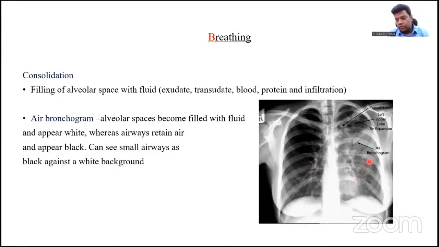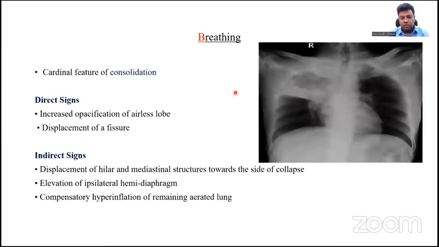So this is an X-ray film showing consolidation. There is consolidation here and this is air bronchogram here. So we can see airways are black against the white background. This is nothing but known as air bronchogram. Consolidation mostly occurs in patients with pneumonia, but it has to be correlated with fever, increase in the counts, etc. But there are certain cardinal features of consolidation as well, which can be direct signs and indirect signs.